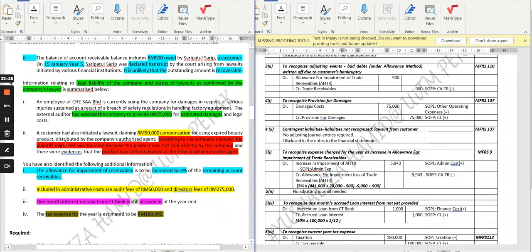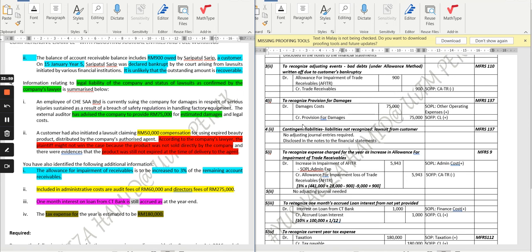Number 2, this is a lawsuit that was made by your customer asking for compensation. According to the company's lawyer, the plaintiff might not win the case, so the outflow is not probable because the plaintiff, the customer, might not win the case. As the product was not sold directly by the company, and the evidence were also showing that the product was still not expired at the time of delivery to the agent, the outflow is not probable.